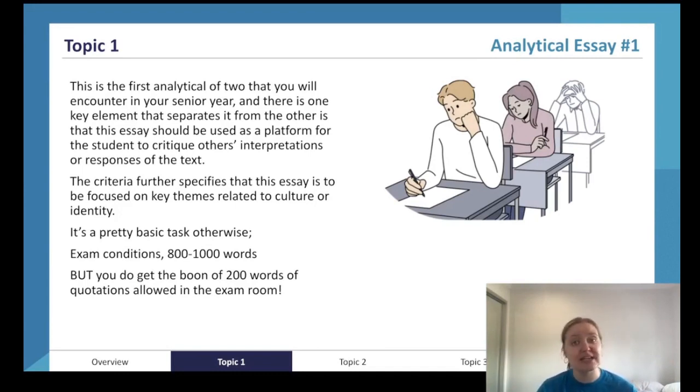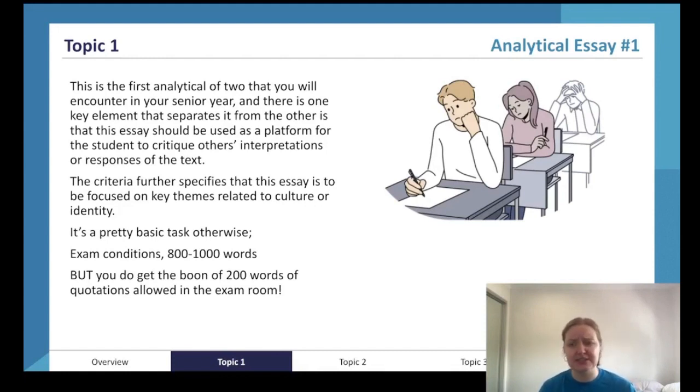So this is your first analytical task of 2 for the year, and it's being used as a platform to critique others' interpretations and responses to the text. So you're dealing with a literary critic, you're talking about how they respond to the text and how that might differ from your own response. The criteria further specifies that this essay is to be focused on key themes related to culture or identity. That's really important. Otherwise, it's quite your basic analytical task.